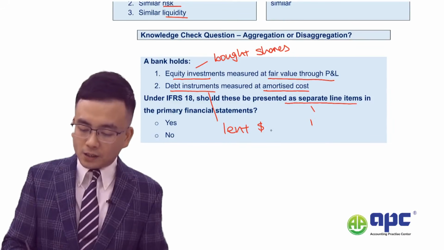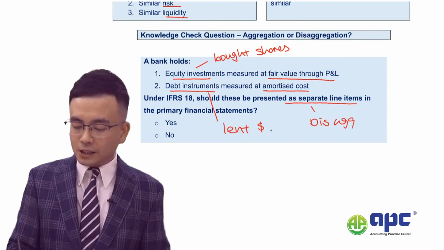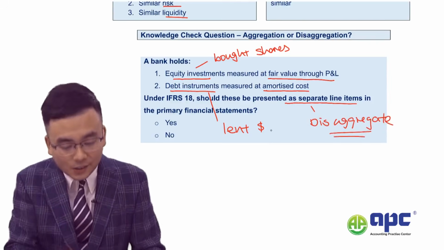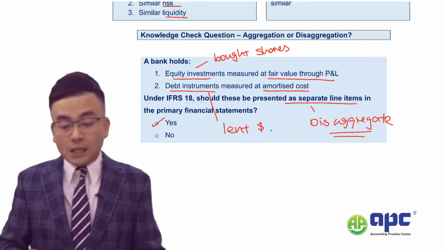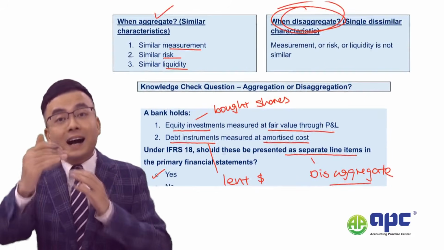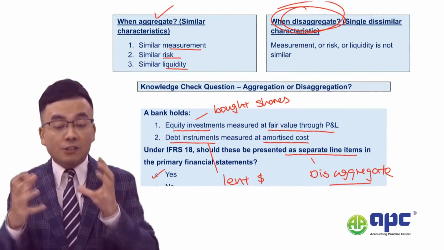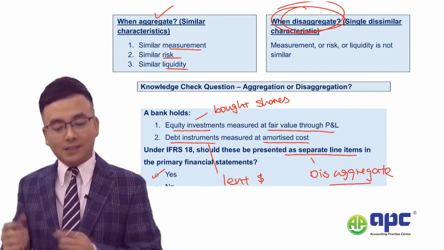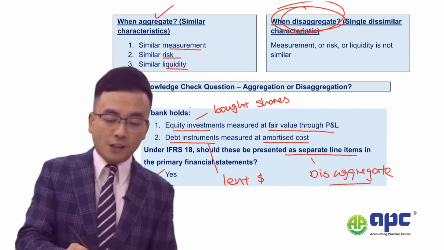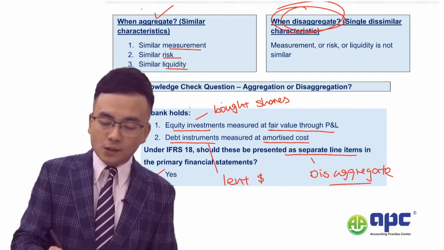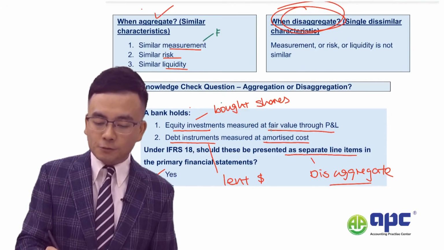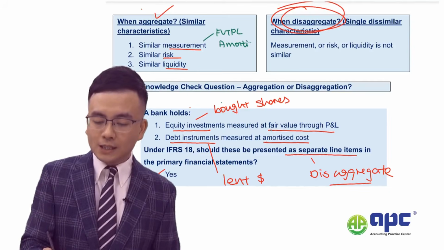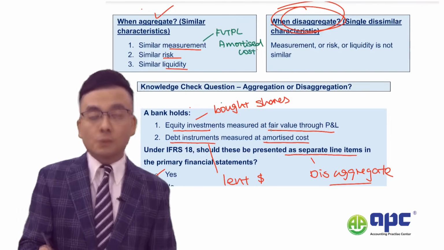Which means, can we simply disaggregate the items? Well, the answer is certainly yes. The reason is, I do believe that any one of those characteristics will not be similar among equity instruments and debt instruments. Firstly, one is measured using fair value through P&L and one is measured at amortized cost. They have different measurement bases.